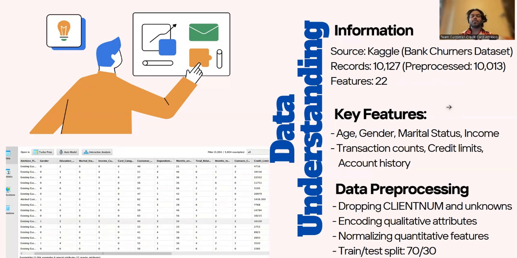Before diving into modeling, we prepared the data using several pre-processing steps. We dropped non-predictive attributes like client name and removed records with unknown values in critical fields such as education level and marital status. Next, we encoded categorical variables and normalized numerical ones to ensure consistent model behavior. Finally, we split the data into training 70% and test 30% sets. These steps were crucial to reduce noise and bias, setting a solid foundation for building reliable machine learning models.